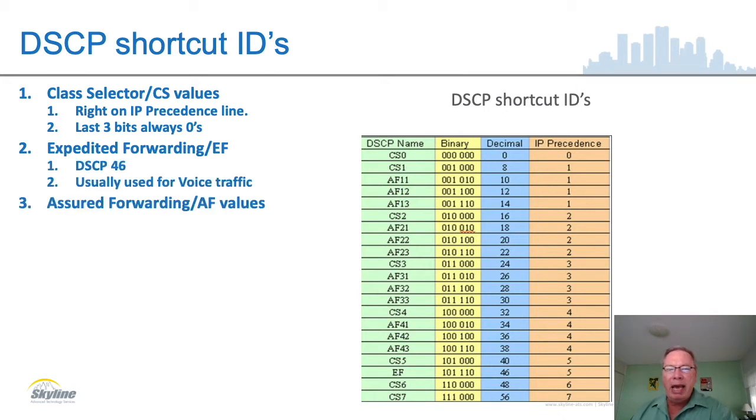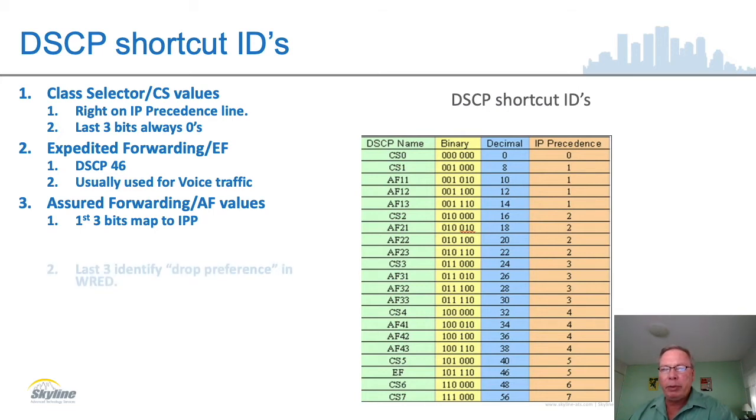And then there are the AF values. Assured forwarding. The first 3 bits map to the IP precedence value. So in AF11, that first number refers to the first 3 bits and says this would look like IP precedence 1 in the first 3 bits.